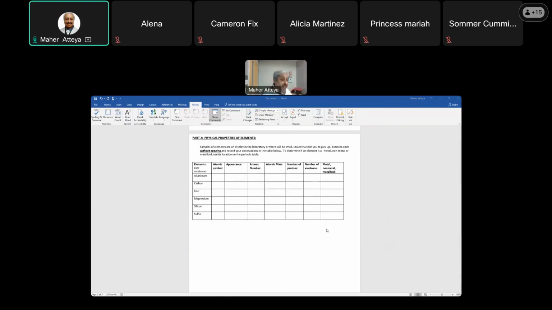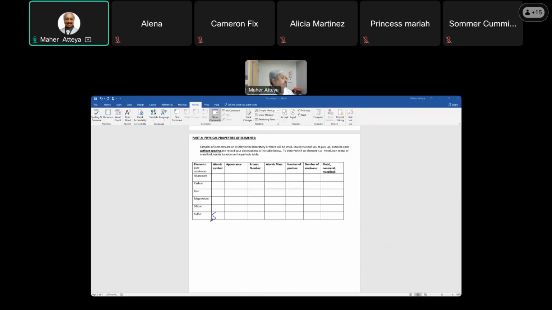Like I have sulfur here, correct? What's the atomic symbol of sulfur? You can come to the periodic table. Using the periodic table, you look where sulfur is at, and then you write its symbol. For example, I will do sulfur for you, and then you can do the rest. Okay, so sulfur is S.